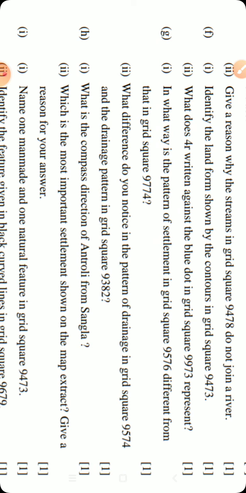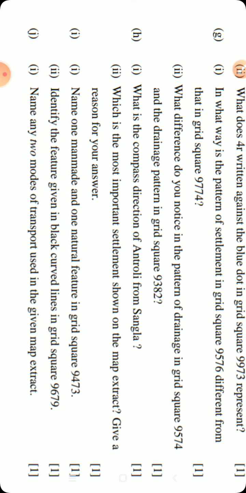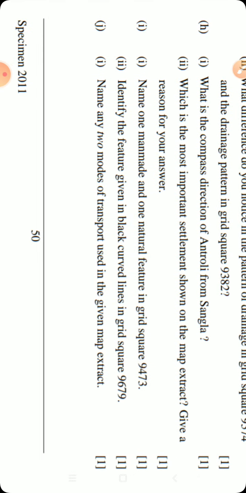We were on G question now. In what way is the pattern of the settlement in grid square 9574 different from that in grid square 9774? What difference do you notice in the pattern of the drainage in grid square 9574 and the drainage pattern in grid square 9382? What is the compass direction of Anthroly from Sangla? That also I have taught you. Which is the most important settlement shown in the map extract? Give a reason for your answer. That also I have told you.